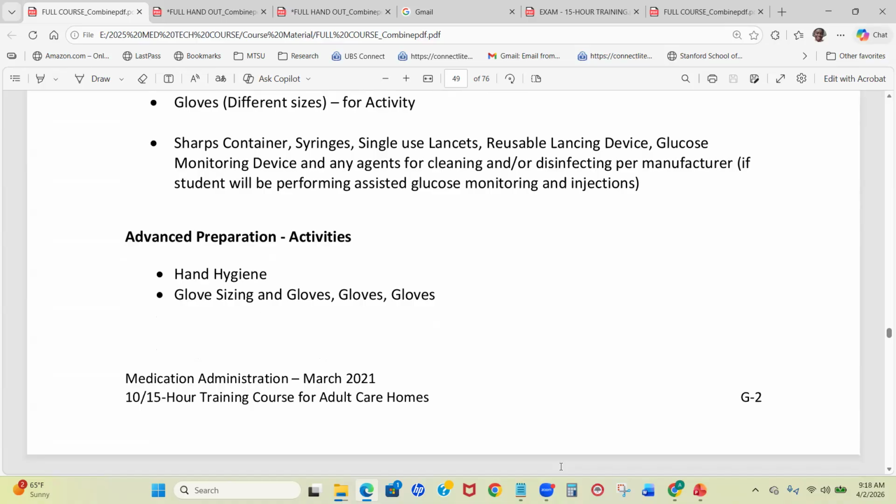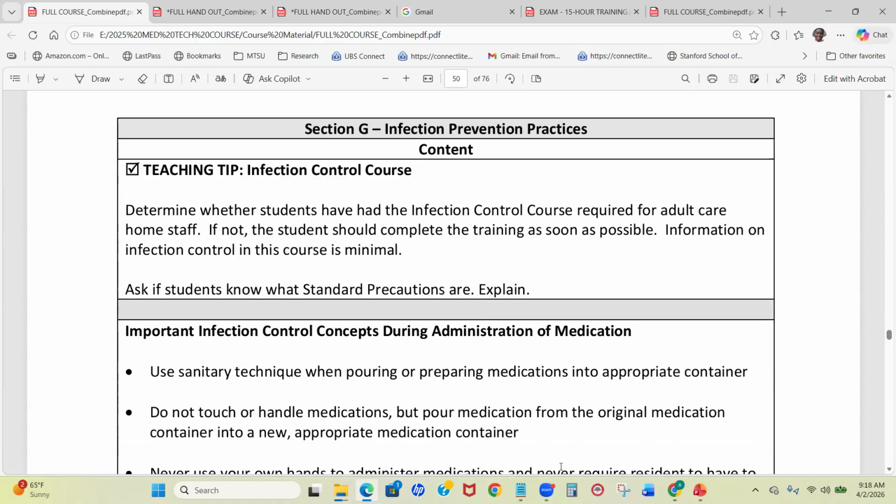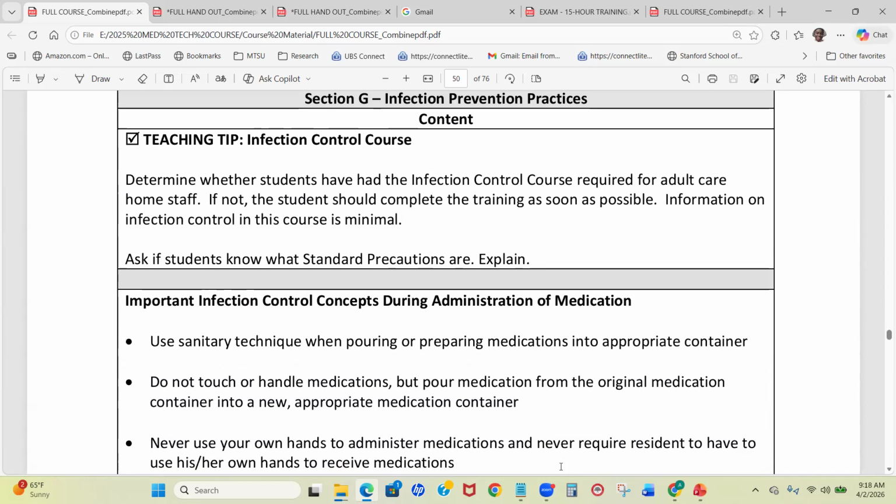If you have the time, learn how to put on your gloves and remove the gloves the proper way. All right. So I'm going to ask each and every one of you, when we say standard precautions, let's start with Lady Tina. How do you understand standard precautions?